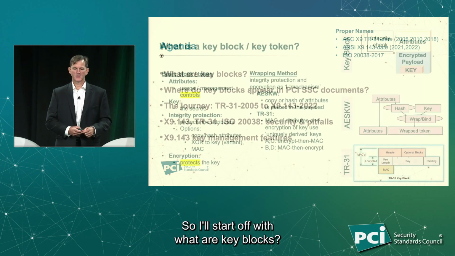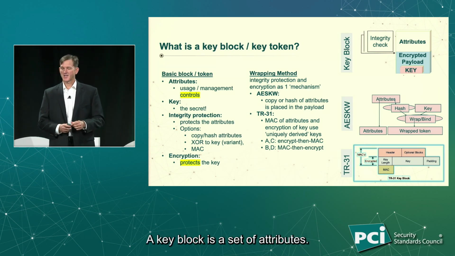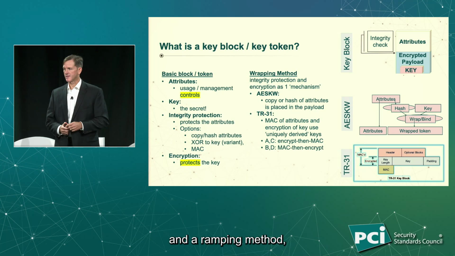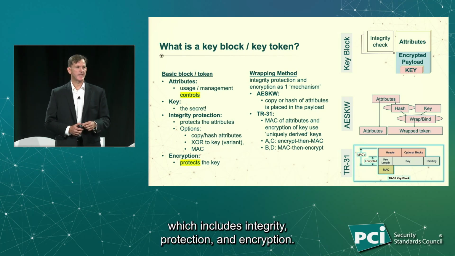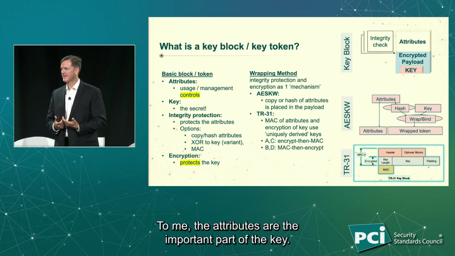So I'll start off with what are key blocks. A key block is a set of attributes, a key, which is really just a string of bits, and a wrapping method, which includes integrity protection and encryption. Now, why did I start with attributes? To me, the attributes are the important part of the key.